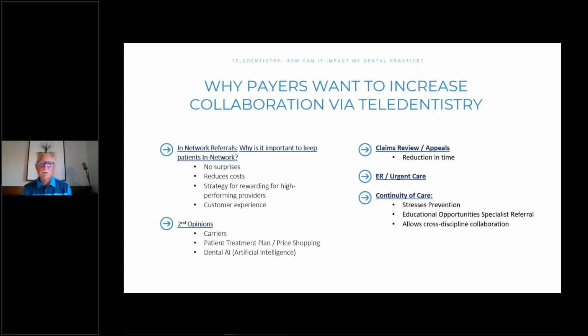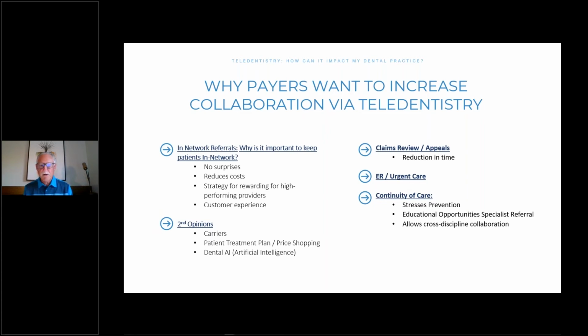Claims review or claims appeals. We know those are very labor intensive, manual, you wait a long time for decisions, etc. Envision there's a shared schedule from the dental consultants of insurers that treating dentists can go online, book an appointment, and have a teledentistry conversation with the insurance carrier. They're looking at the same diagnostics, they're talking about the case, and they come to resolution pretty quickly. It could even be done when the patient's in the chair.